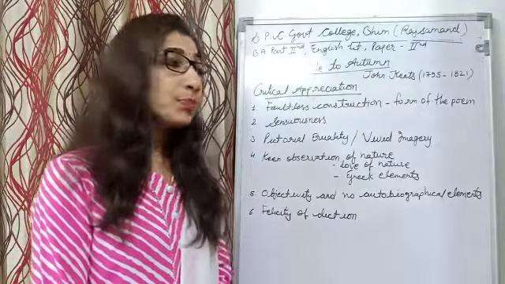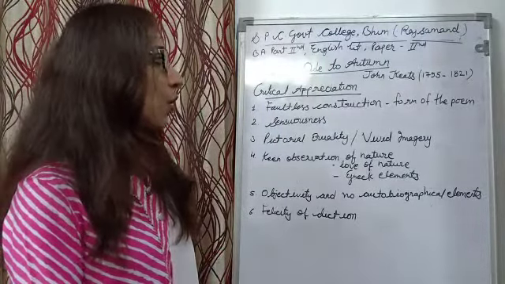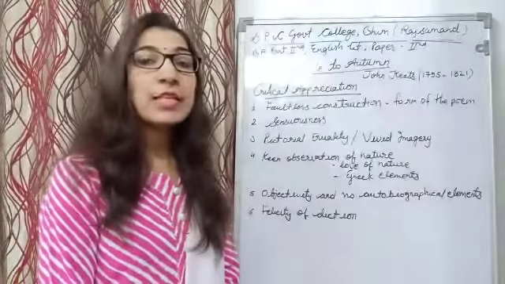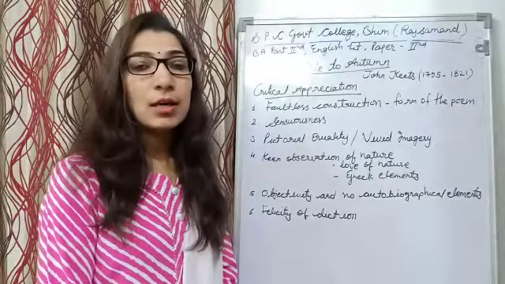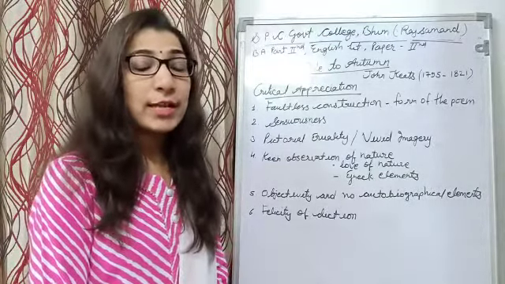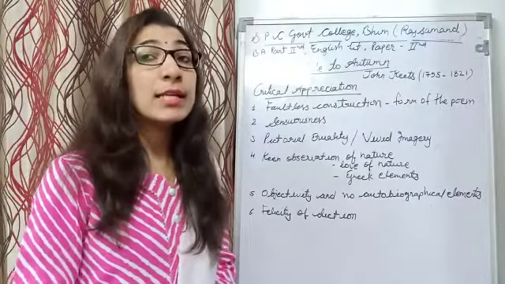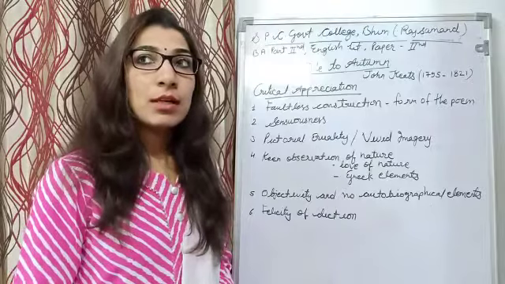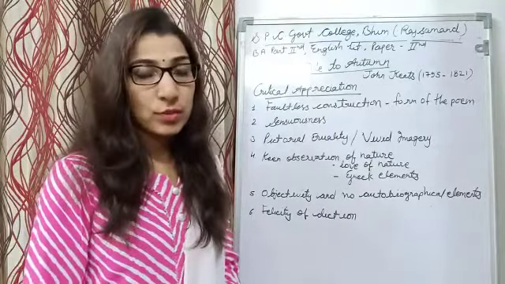There is a faultless construction of this poem. In this poem, there are three stanzas. Each stanza comprises 11 lines, and in each stanza, Keats describes a different aspect of the season of autumn.